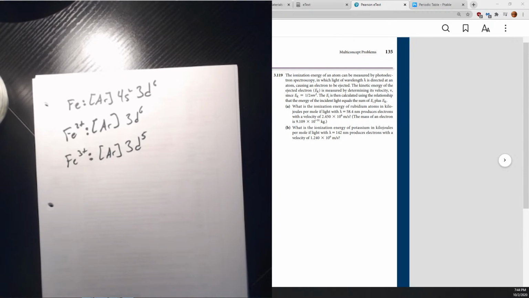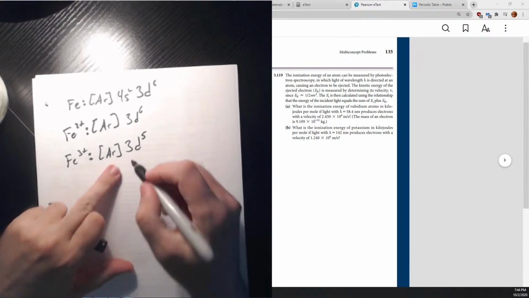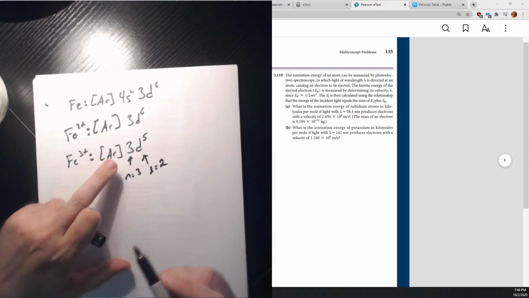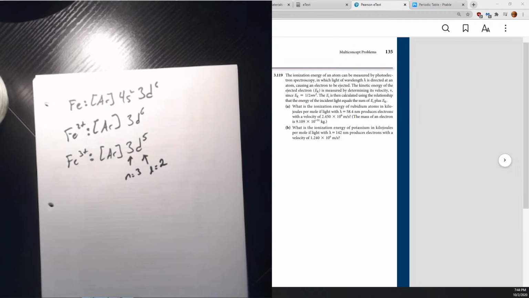What are the N and L quantum numbers of the electron removed going from 2 plus to 3 plus? N equals 3, L equals 2. The third ionization energy of iron is positive 2,952 kilojoules per mole. What is the longest wavelength of light that could ionize Fe2 plus to Fe3 plus? Okay, so how much energy is needed to remove that electron?